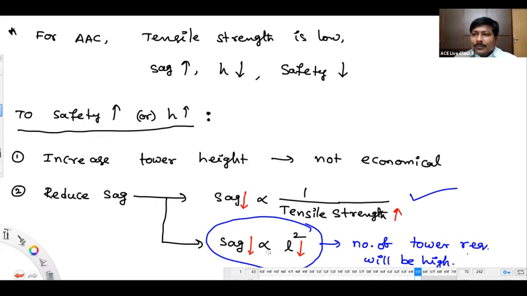Sushma, it is coming from derivation which we are not discussing here. Sag is proportional to span length square will come from the derivation which we are not discussing. We are taking up only the points whichever are required. That's it. Next. Listen now. Listen, please.